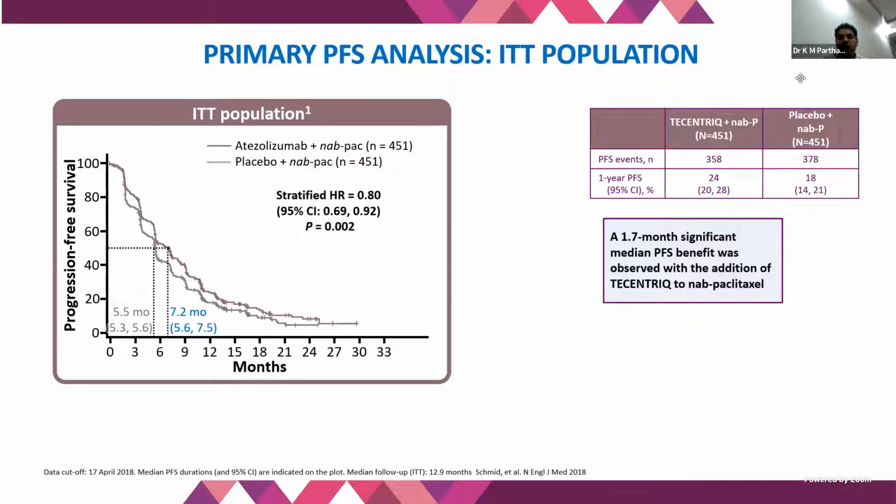See the intent to treat population. The curves are separating. You can see that there is a 1.7 month median PFS benefit in the atezolizumab arm compared to the placebo arm. You can see that around 6 months the curves are getting separated, and it is 7.2 months versus 5.5 months, and the first year PFS is also much better in the Tecentriq arm.